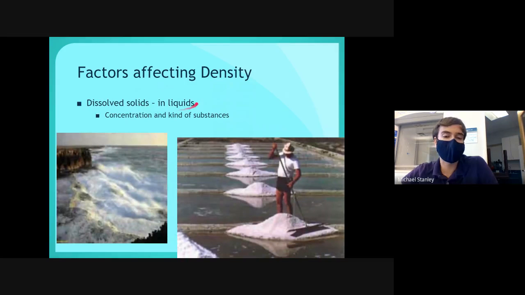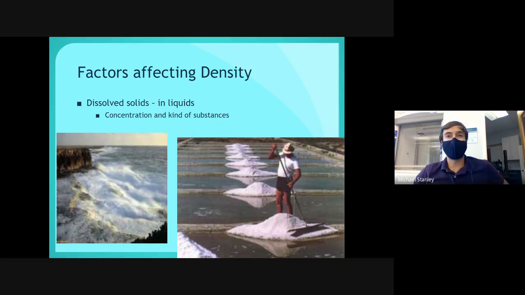And then again, like we talked about earlier, when you have things that are dissolved in your liquid, that'll up the density. So like ocean water, or in places like salt flats, like over here, this person is actually mining, well, not really mining, but is cultivating the salt from these liquid pools.